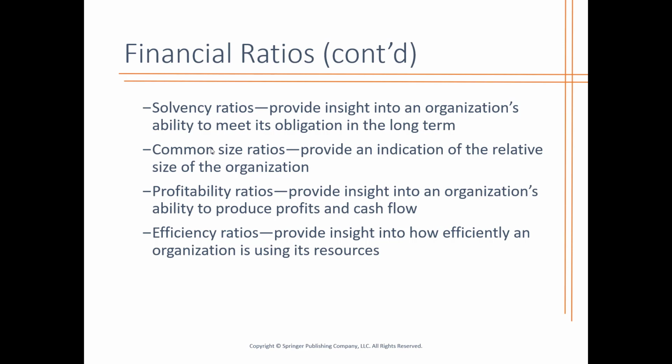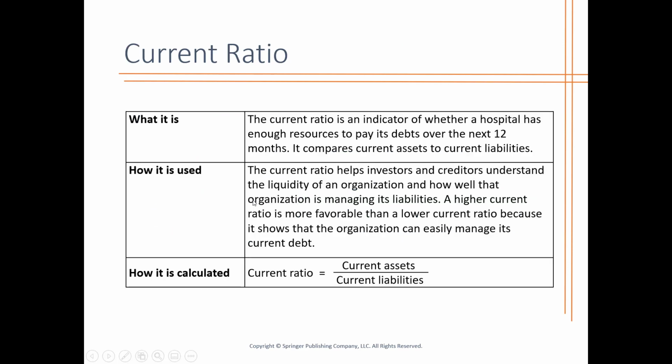Common size ratios provide an indication relative to the size of the organization. For example, if you're making a comparison between two hospitals, one might be significantly bigger than another. So if you put them into what we call common size ratios, then you would have a comparison that takes away the difference based on size. Profitability ratios provide insight into an organization's ability to produce profits and cash flow. And efficiency ratios provide insight into how efficiently the organization uses its resources.